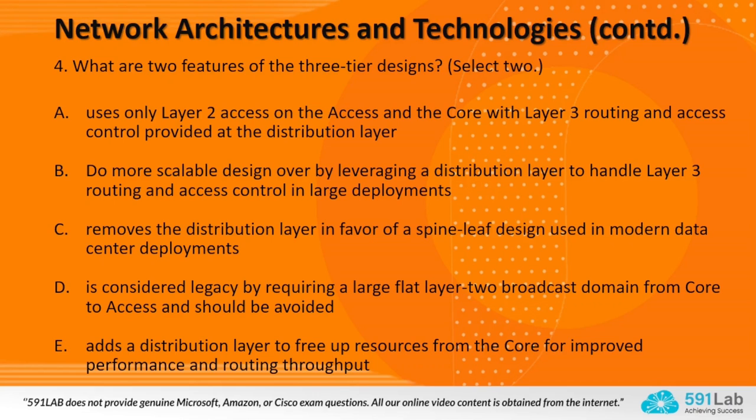Option E adds a distribution layer to free up resources from the core for improved performance and routing throughput. Yeah, it looks correct because we are freeing up the resources from the core to make the core have high speed connectivity between the distribution and core, and so the core improves its performance and routing throughput. This is correct. So the correct answers are option B and E.